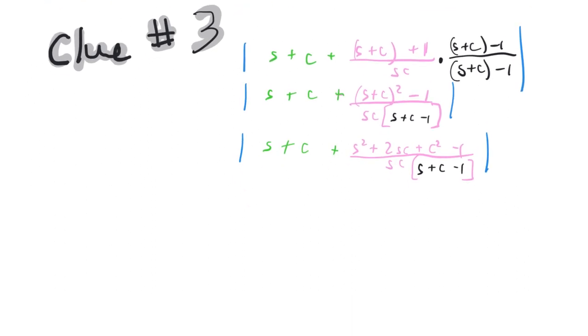All right, and what do you notice? Sine squared plus cosine squared is 1 minus 1 is 0. What else do you notice? Sine cosine divided by sine cosine is 1.